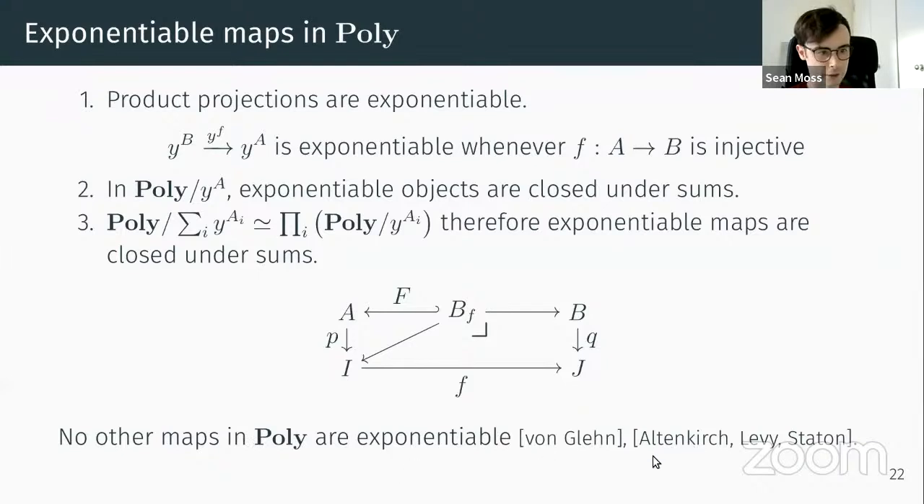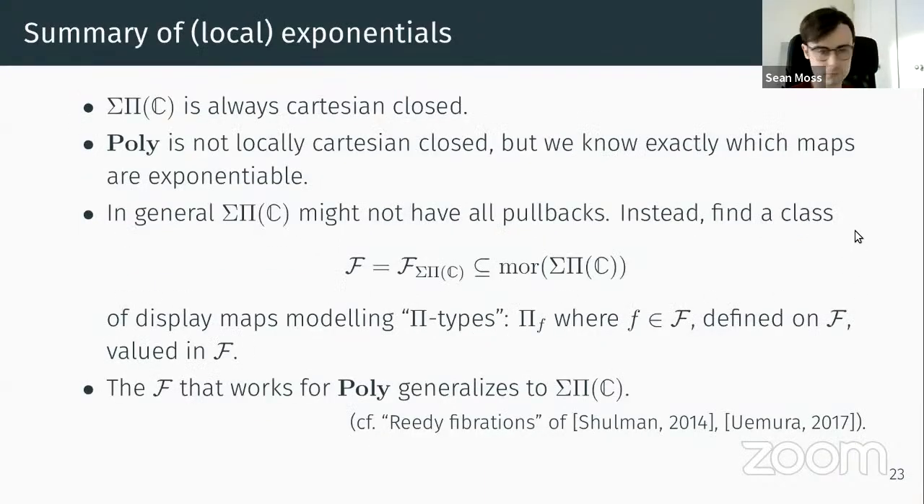So when Altenkirch, Levy, and Staton showed that Poly was Cartesian closed, they also observed it was not locally Cartesian closed. And they gave a counterexample, a map which is not exponential. And Tamara noticed that essentially you can turn that into making this being an injection into a necessary condition, and also showed it was sufficient to be exponential. Okay. So to summarize, Sigma Pi C is always Cartesian closed. Poly, which is Sigma Pi of 1, is not locally Cartesian closed, but we know exactly which maps are exponential.